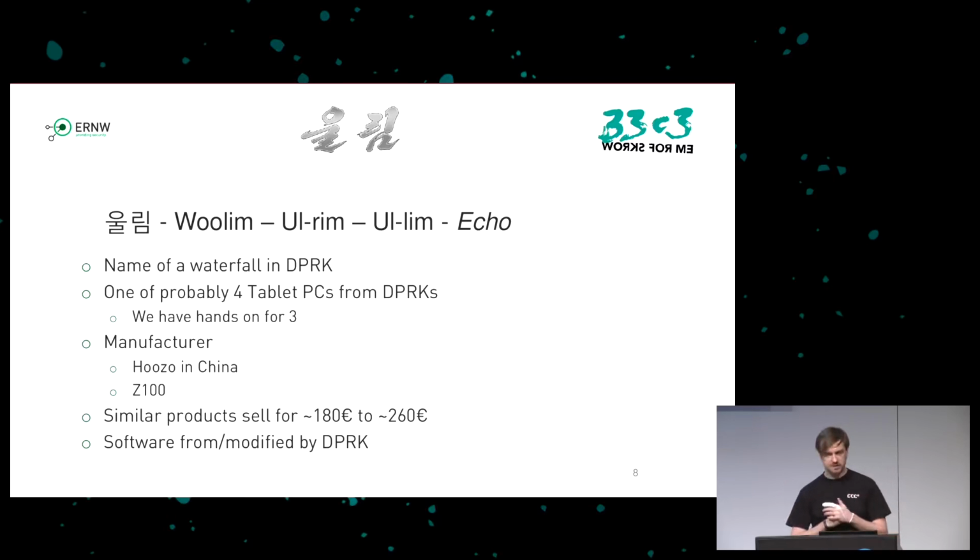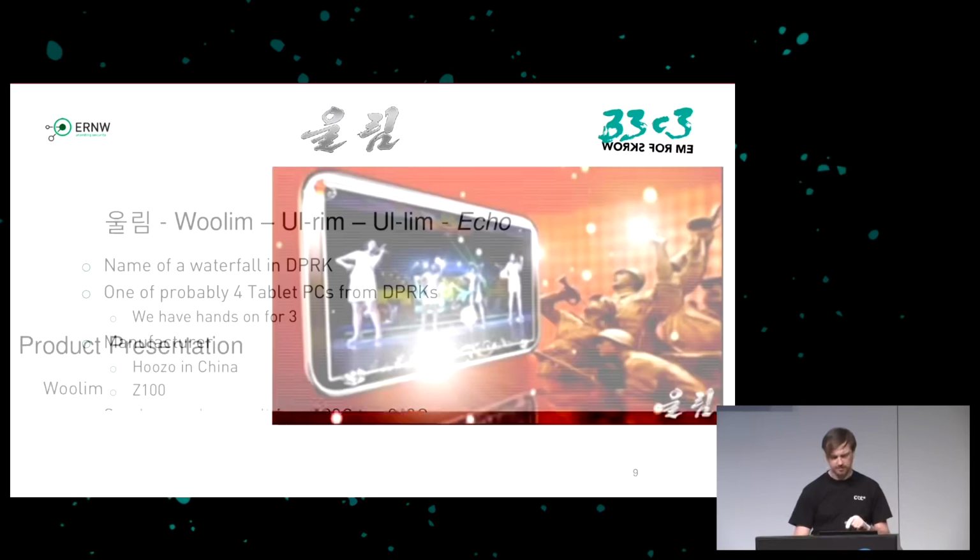But you can imagine that 260 euro is a lot for someone in DPRK wanting to buy a tablet PC. So probably those tablet PCs are not meant for the whole public. It's probably only a few people that have access to them, but this is speculation. The software running on the tablet PC comes from DPRK. They used an Android SDK to develop their own Android for their tablet PC, and then put some interesting services and applications into it.